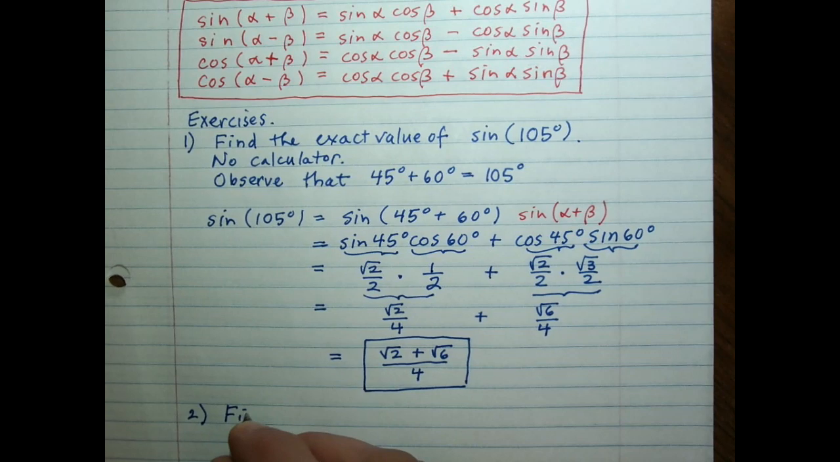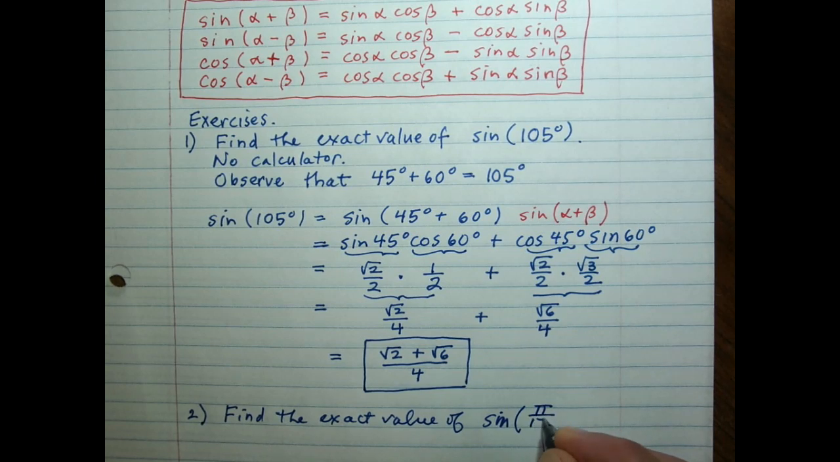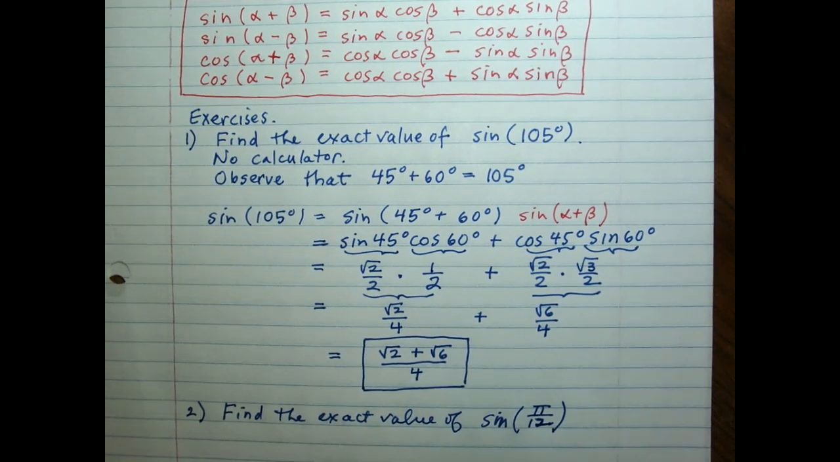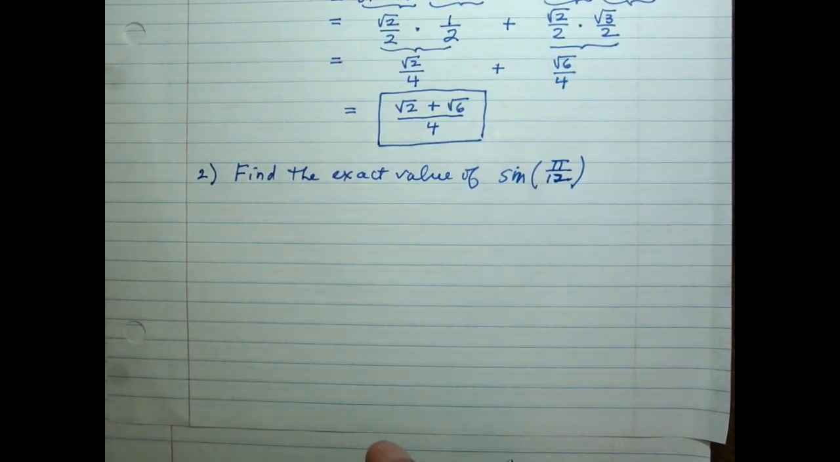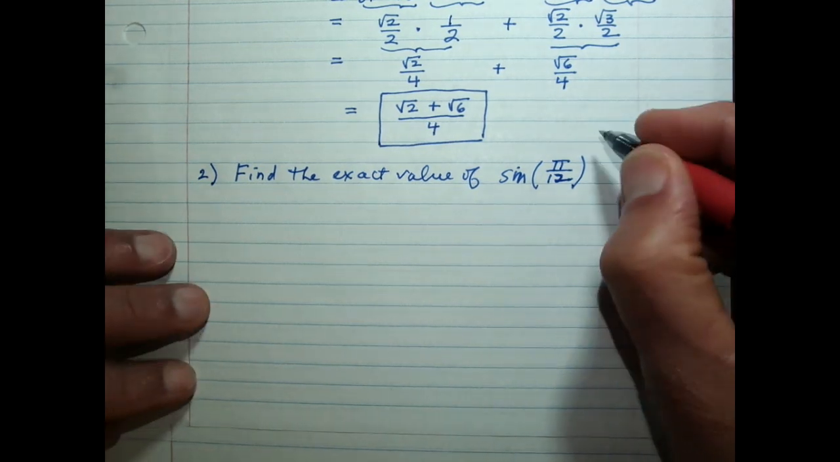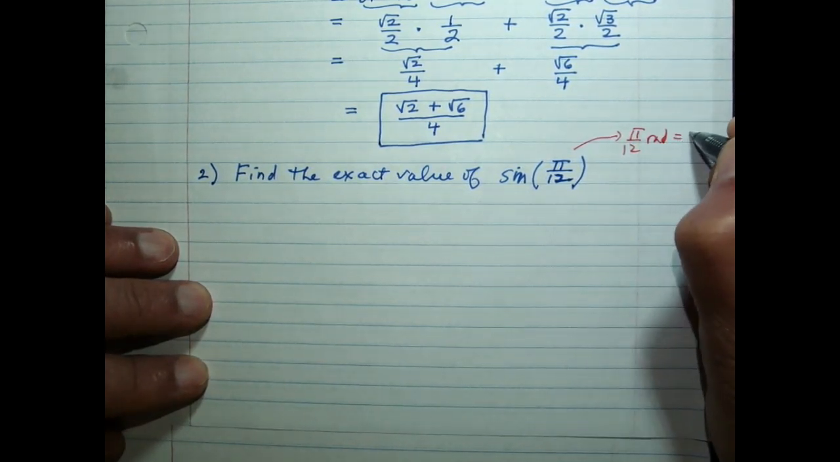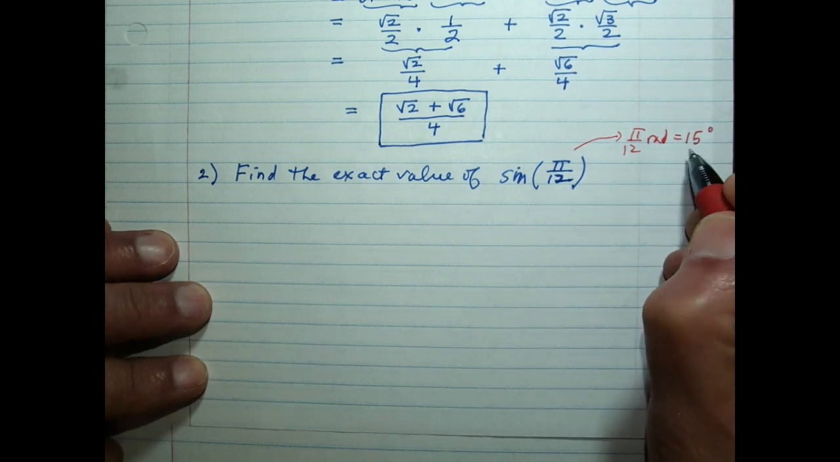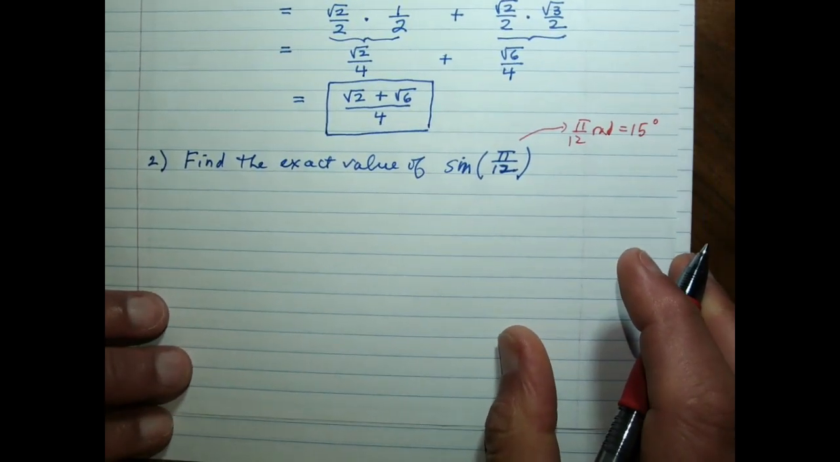Okay, so let's try another one. Let's find the exact value of sine of pi over 12. Now, this is in radians, so it's a little trickier to figure things out. If you want to go to degrees, pi over 12 radians is equal to 15 degrees. You could figure out the problem with degrees and then go back to radian measure, or you could just work with radians directly, working with the fractions.